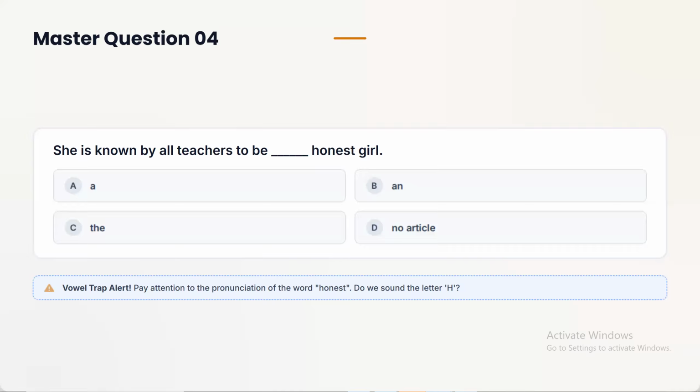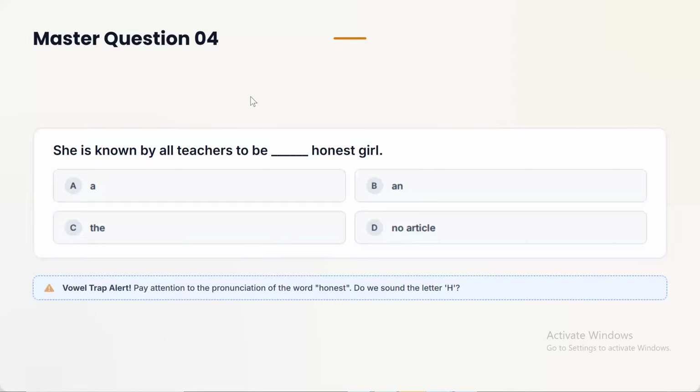I want to test your knowledge. Why is it not A? Can someone answer that question? Why is it not A? Honest. Can someone unmute themselves and answer the question? Why is it not A?